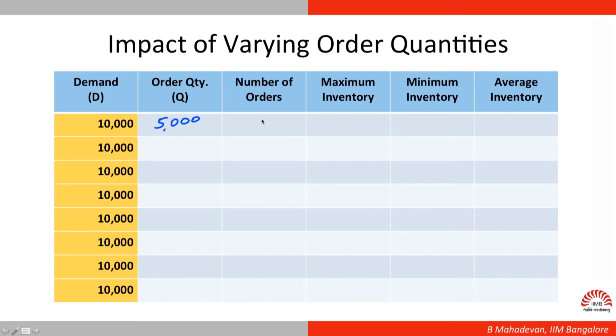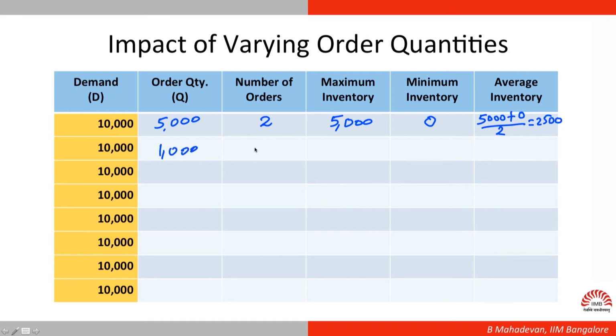That means we would have placed 2 orders, and by the time the order arrived, the maximum inventory would have been 5,000. We would have used it and reached a minimum of 0, in which case we would have ordered one more. Again 5,000 would come. So this will go on like that. Remember, we call this a cyclic inventory. So average inventory is maximum plus minimum divided by 2, which happens to be 2,500.